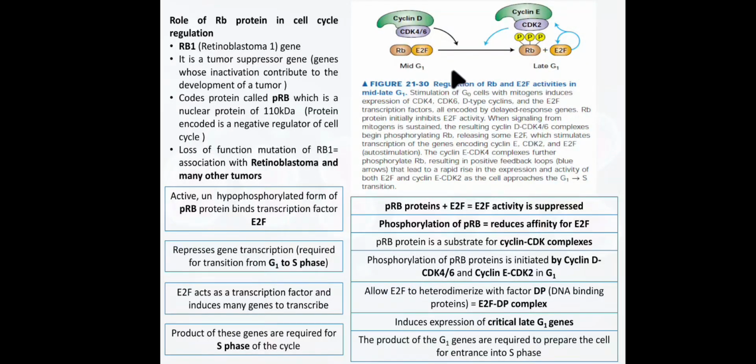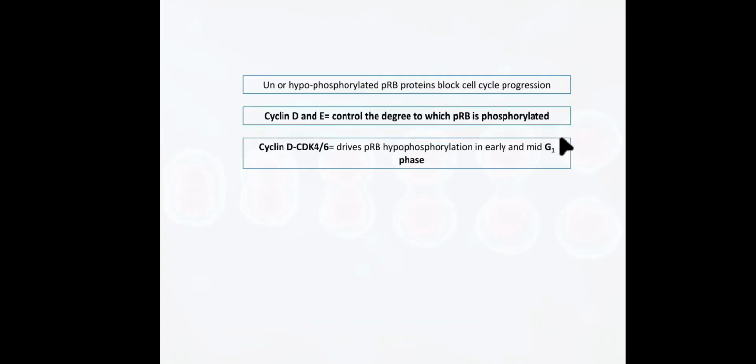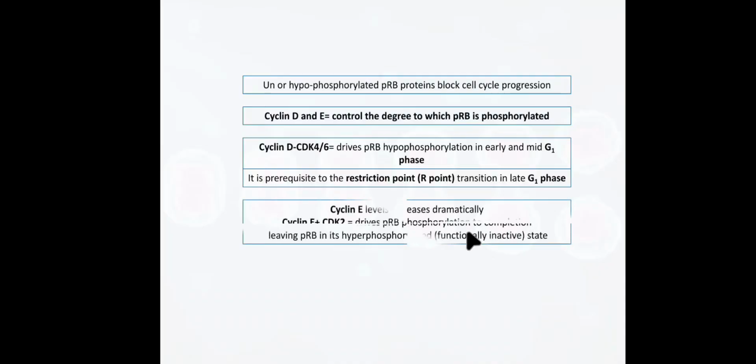This is the image depicting phosphorylated and unphosphorylated RB and its consequences. Unphosphorylated or hypophosphorylated pRB protein blocks cell cycle progression. Cyclin D and E control the degree to which pRB is phosphorylated. Cyclin D CDK 4/6 hypophosphorylates pRB in early and mid G1 phase. It is a prerequisite to the restriction point, R point, transition in late G1 phase.